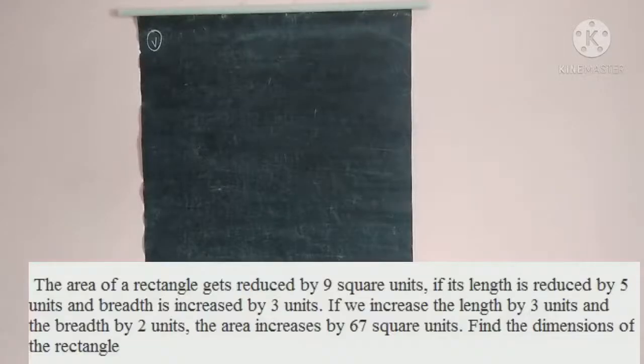Fifth question. The area of a rectangle gets reduced by 9 square units if its length is reduced by 5 units and breadth is increased by 3 units. If we increase the length by 3 units and the breadth by 2 units, the area increases by 67 square units. Find the dimensions of the rectangle.